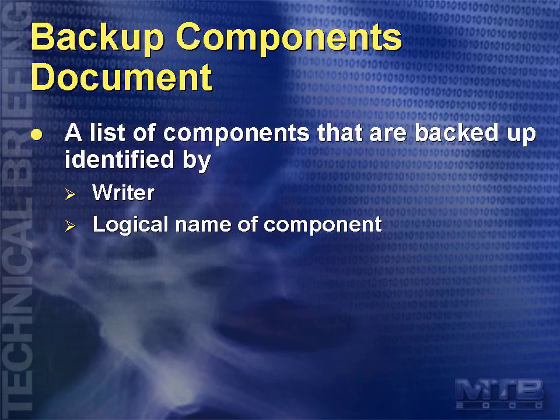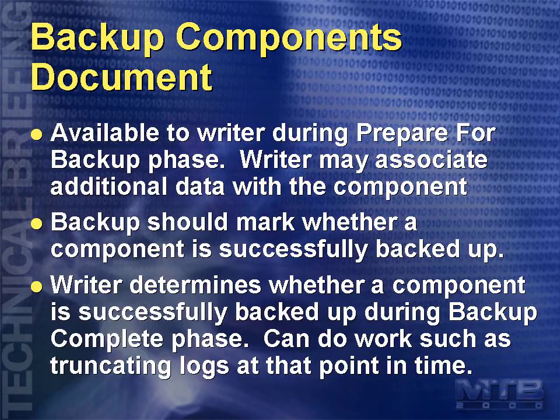The backup components document consists of the writer name and the logical name of the components. Here again, for the concept of the database, you have a component which consists of the database itself and perhaps some log files, so you can roll forward, roll back. The information of what was backed up is listed in the backup components document, so there's good coordination between the two. It's available to the writer at the prepare to backup phase. The writer can associate additional data with a component. Prior to the backup, he can annotate it with things. He's going to get this back at restore time, so he can annotate the document with specific items.